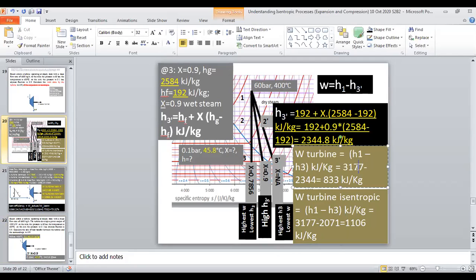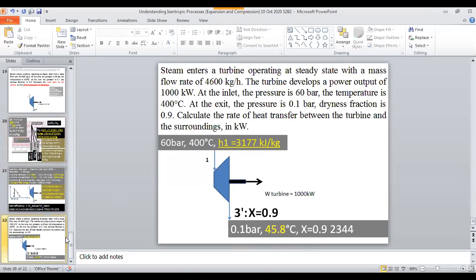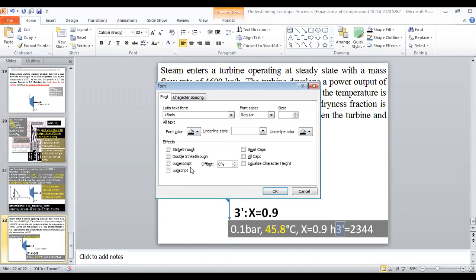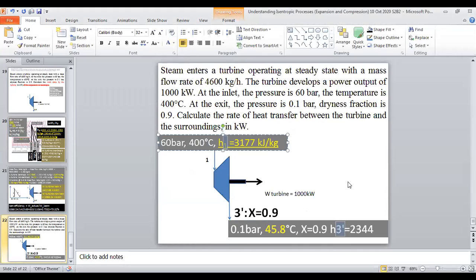Sorry, 2344. 2344. Right? 2344. It's 3 dash. Sorry. Yeah, 2344. So it's 3 dash. Okay.